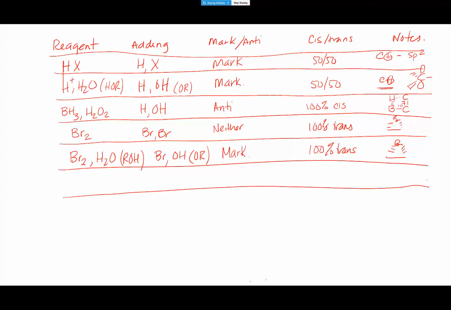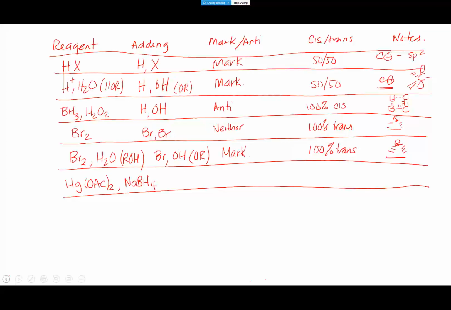Okay. Let's see, what else did we have from yesterday? We had oxymercuration, demercuration. So mercuric acetate, followed by sodium borohydride. So what are we adding here?